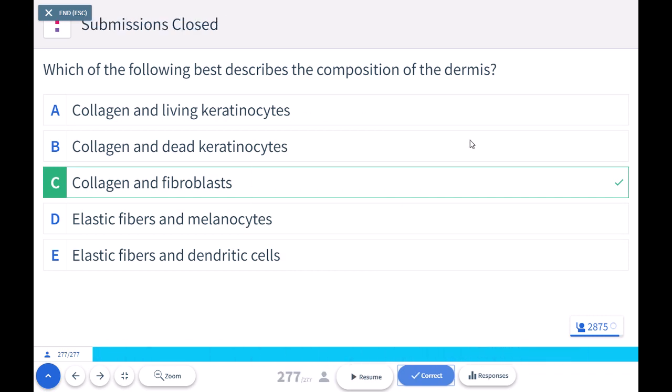So when we think of the reticular layer, it has lots of collagen in it. Collagen is a fibrous protein. The cells that make fibrous proteins are fibroblasts. So this question, I love this question because it connects the dots between chapter 5 and chapter 6. In chapter 5, we talked about fibroblasts. We were focusing on histologies and the cells of connective tissues. And then we connected that to chapter 6 when we're talking about the composition of the dermis.